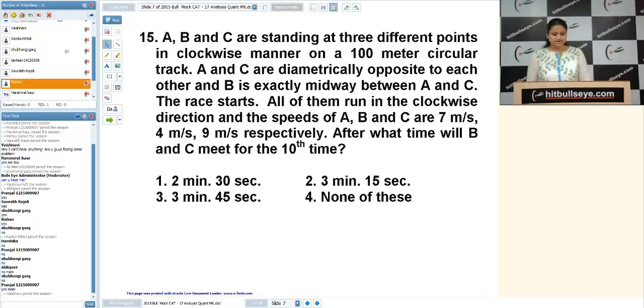Question says A, B and C are standing at 3 different points in clockwise manner on a 100-meter circular track. A and C are diametrically opposite to each other and B is exactly midway between A and C. The race starts. All of them run in the clockwise direction and the speeds of A, B, C are 7 meter per second, 4 meter per second and 9 meter per second respectively. After what time will B and C meet for the 10th time?